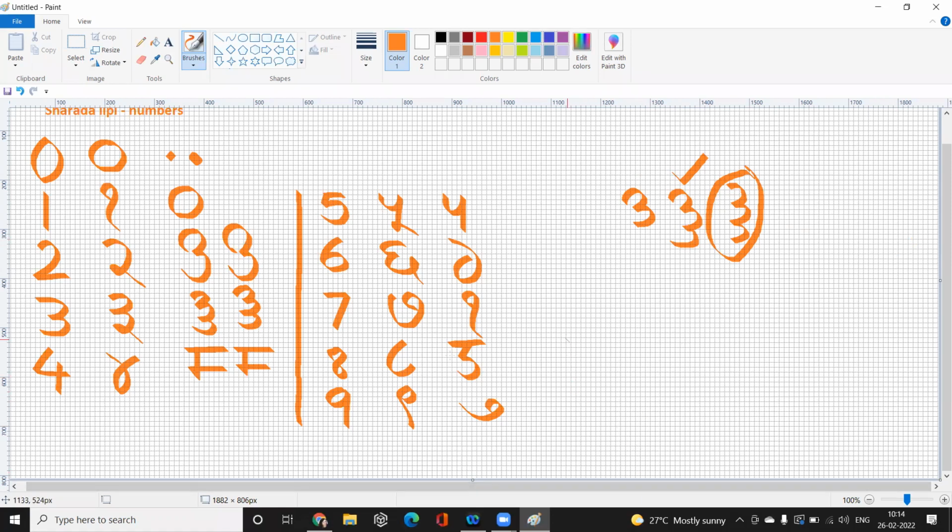Okay, so I think now we are clear with the numbers. What I'm going to do is I'm going to show you some of the manuscript pages. So we will try to see how much we are able to read the pages, read the letters. So let us do it now.